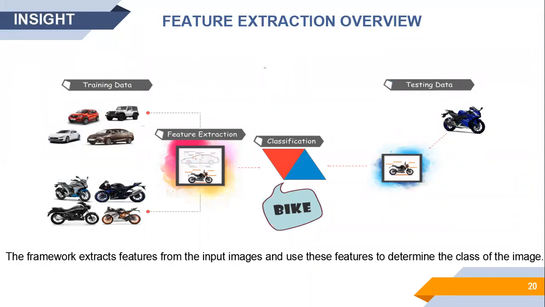We will have a training data set in the training phase. For example, you see in the figure, you take cars. With the help of feature extraction, different cars will be differentiated using logos. Based on that feature, the training data set is converted into classification. In the classification phase, that is compared with a bike, and the bike feature is extracted. If it is a two-wheeler, it produces bike as an output. So the framework extracts features from the input images and uses these features to determine the class of the image.